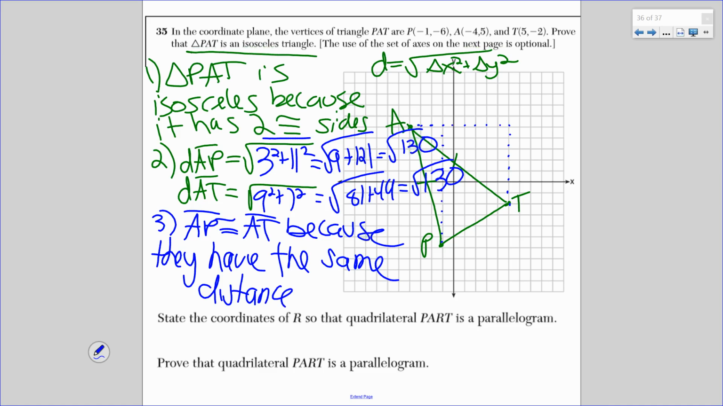State the coordinates of R so that quadrilateral PART is a parallelogram. Well, if it's a parallelogram and it's P, A, R, T, it's got to be somewhere in this region here. So to figure out exactly where it is, it's got to be parallel to PT. So PT is left 1, 2, 3, 4, 5, 6, up 1, 2, 3, 4. So I'm going to go 1, 2, 3, 4, 5, 6, 1, 2, 3, 4. Does that look right? Yep. Now let me double check that. 1, 2, 3, 4, 5, 6, 1, 2, 3, 4, yep.